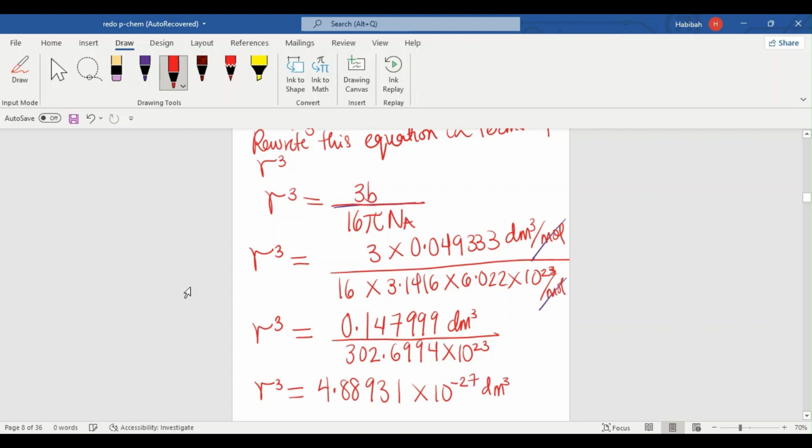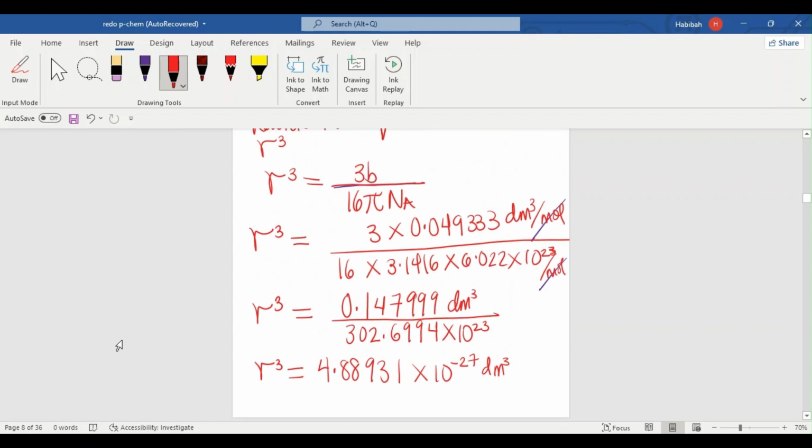Of course, because we're told to solve for radius, we have to find the cube root of this information here. So I'm just going to find the cube root of the left side and the right side, in order for us to find the radius. So solving for the cube root, we have r is going to actually be 1.69726 times 10 raised to the power of negative 9 dm. Of course, because the cube root of dm cubed is just going to be dm.